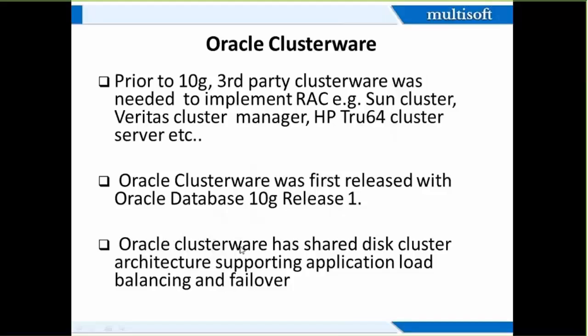Now, Oracle Clusterware has a shared cluster architecture supporting application load balancing and failover, right? It is a shared disk cluster architecture. That means it has shared storage and supports application load balancing and failover. That means if one node crashes, then the application connecting to that node will fail over to the other node, whatever the specified node has been designated there, right?